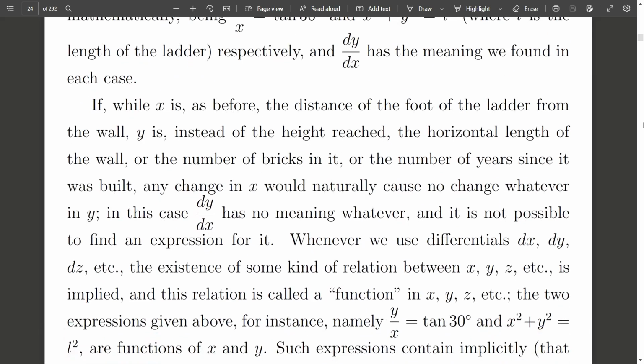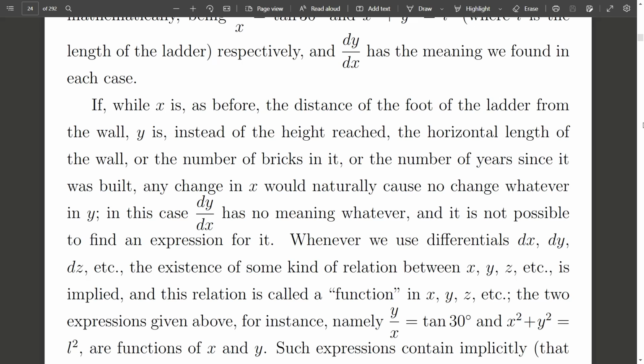If while x is as before, the distance of the foot of the ladder from the wall, y is, instead of the height reached, the horizontal length of the wall, or the number of bricks in it, or the number of years since it was built, any change in x would naturally cause no change whatever in y. In this case, dy by dx has no meaning whatever, and it is not possible to find an expression for it.